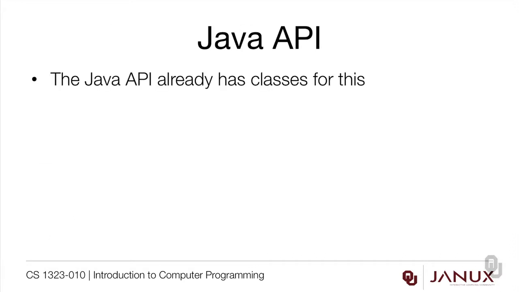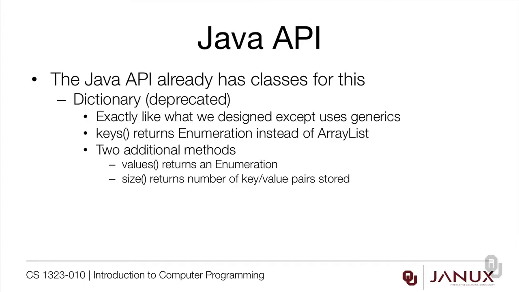Now, let's talk about the Java API again. Believe it or not, the Java API already has classes for this. And, wouldn't you know it, the name of the class is Dictionary. When you're new to Java programming, knowing all these class names is virtually impossible. This is something that progresses as you become more and more familiar with the language. Also, the Dictionary class is deprecated. We talked about deprecation a little bit earlier in the semester.